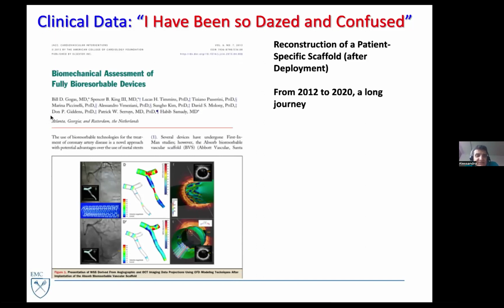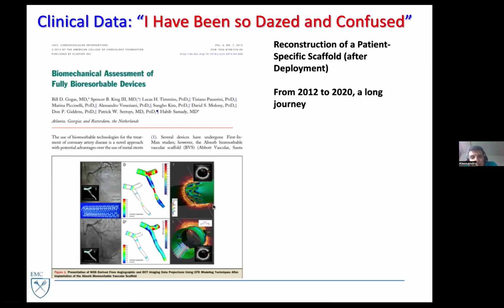I think one of the most important persons I ever met in my professional life. So Don Giddens, biomedical engineer. He retired, but he's still very active. So we started in 2010 working on the patient-specific reconstruction of geometries with the footprint of the stent. And we found this an incredibly difficult problem. So this paper was published in JACC, Journal of the American College of Cardiology.